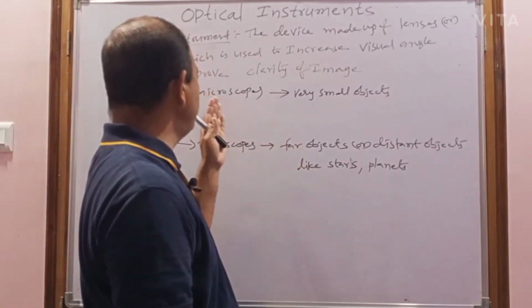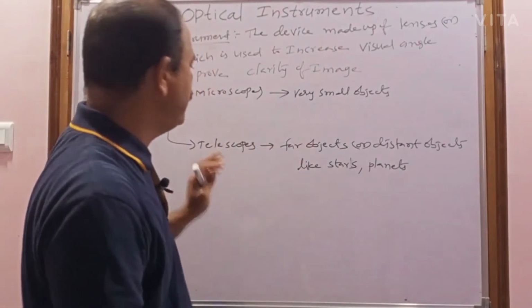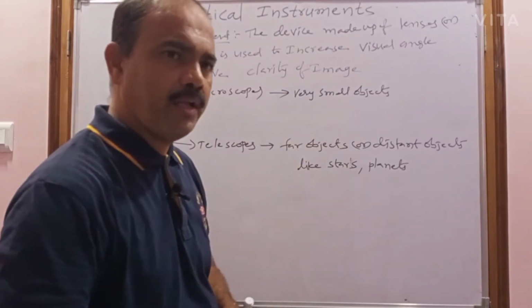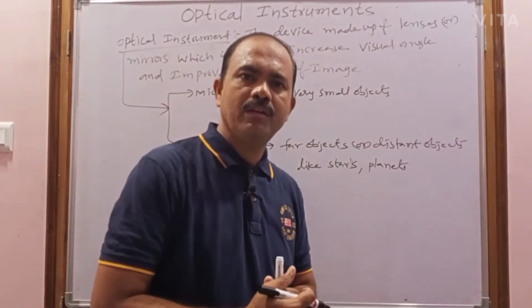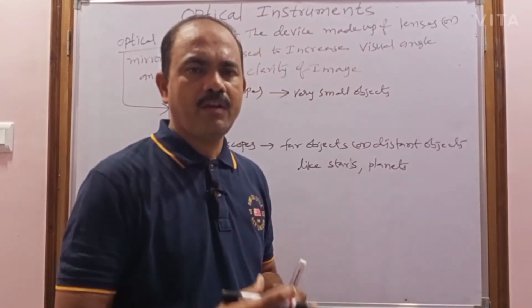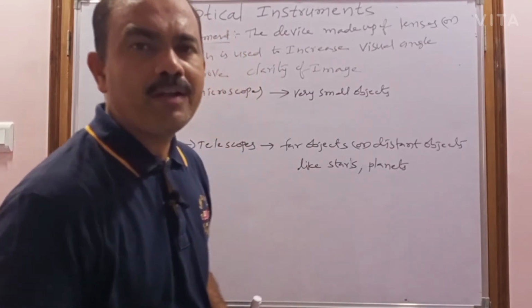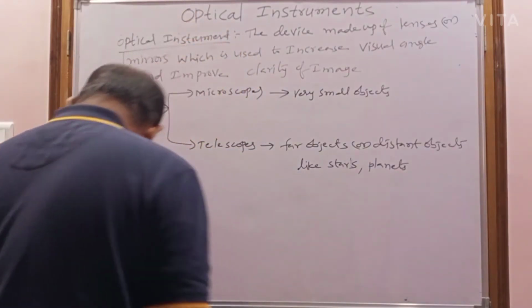Before learning the different types of microscopes and telescopes, we have to know some fundamentals: what is visual angle, what is magnification, what is the far point, and what is the near point. These fundamentals I am going to explain.